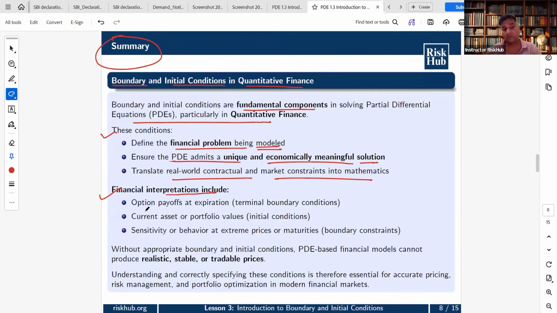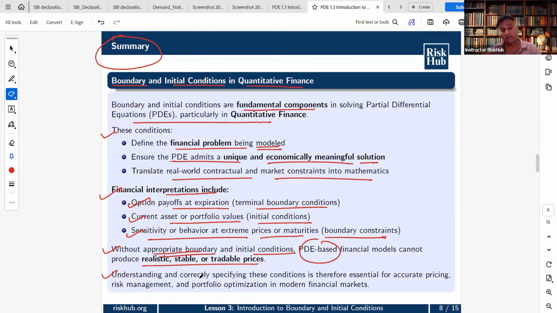Financial interpretations include option payoffs at expiry, the terminal boundary condition; current asset or portfolio values, the initial condition; and sensitivity of behavior at extreme price or maturity, the boundary constraints. Without appropriate boundary and initial conditions, PDE-based financial models cannot produce realistic, stable, or tradable prices. Understanding and correctly specifying these conditions is therefore essential for accurate pricing, risk management, and portfolio optimization in financial markets, right?